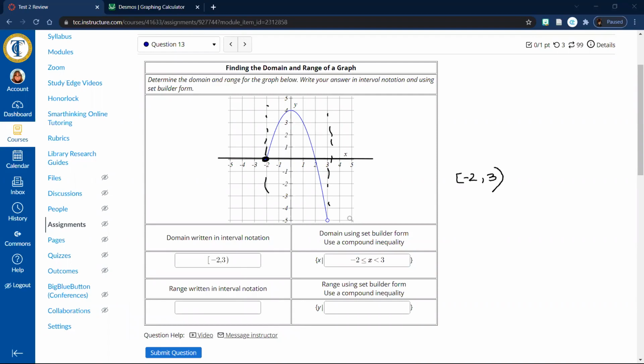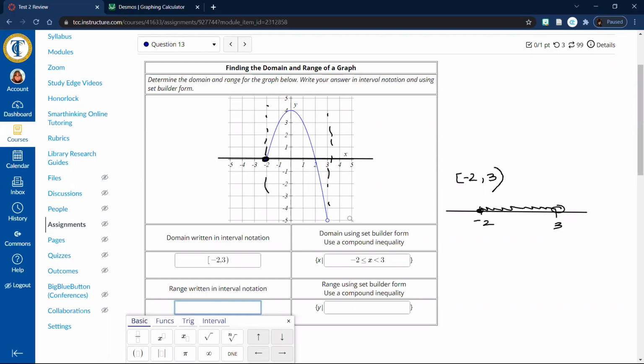If you're not sure, number lines are your best friends, guys. So if you have -2 and you have 3, that was a closed circle and that was open, and it's everything in between. But you good though? Okay.